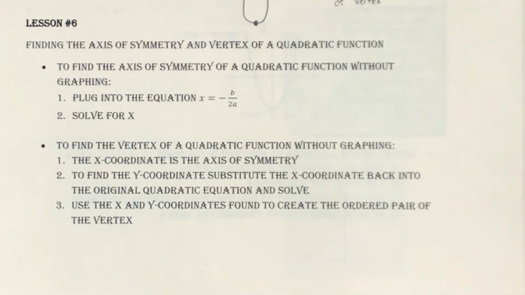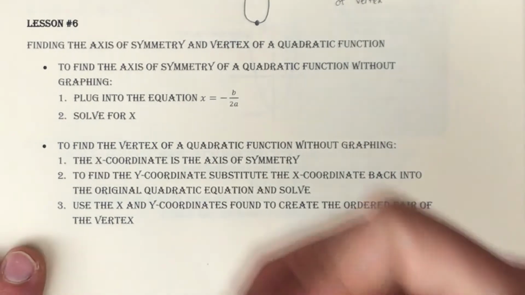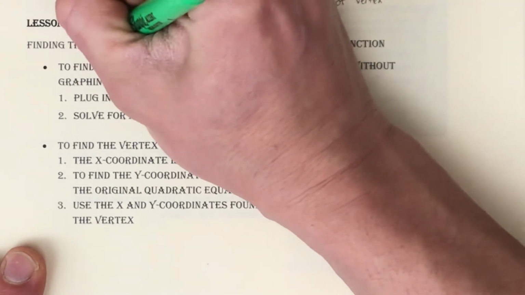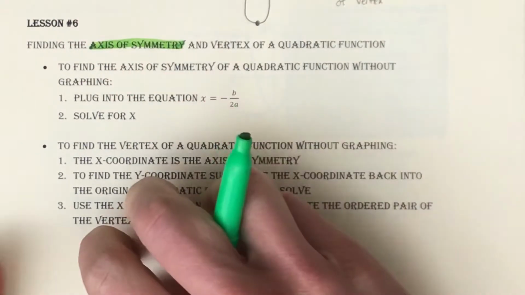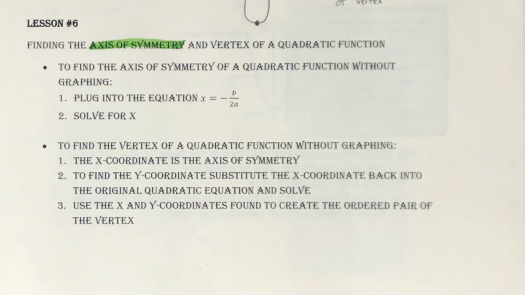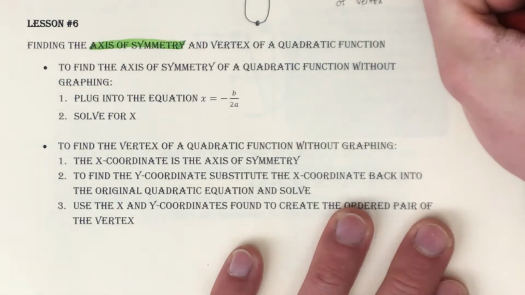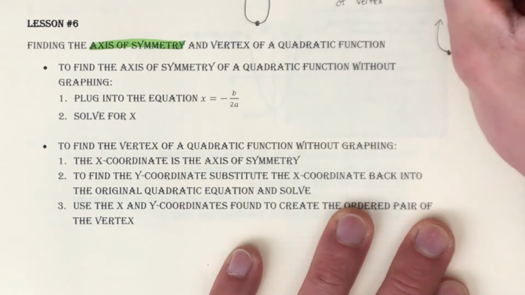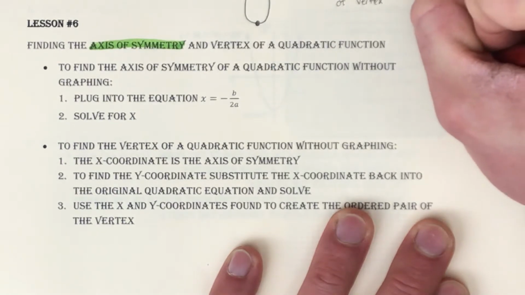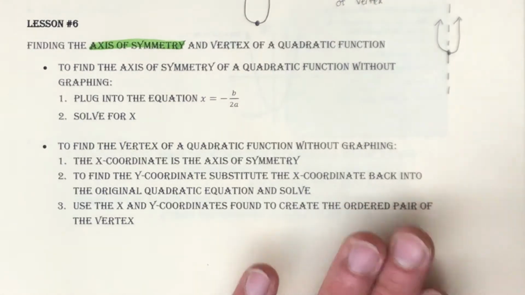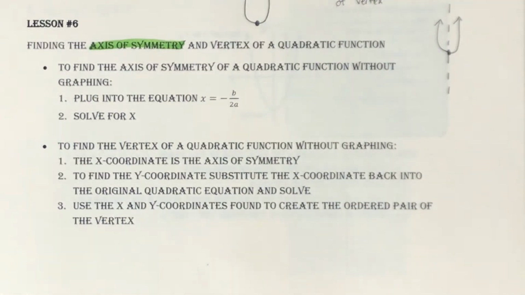Just as a reminder, our axis of symmetry is that line that splits our parabola in half. If we were looking at a little diagram of that, let's say it was an upward facing parabola, we've talked about how the vertex is either the maximum or minimum. In an upward facing parabola it would be the minimum, but the axis of symmetry is the one that splits it right down the middle and makes the two sides mirror images.